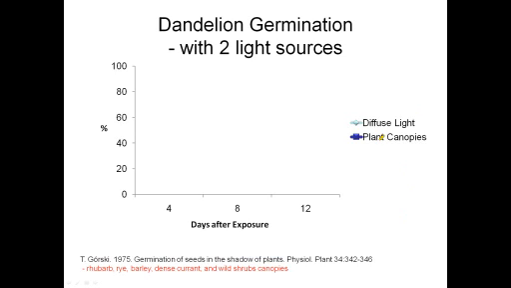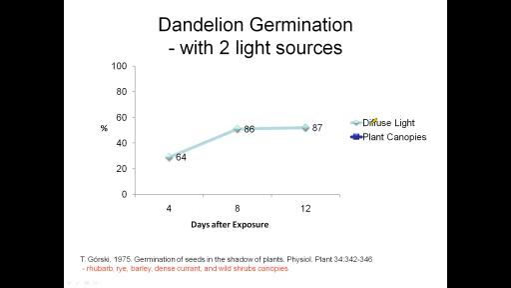This is dandelion, and we've got a similar experiment here. Plant canopies, these are actual plant canopies seen in red down here, rhubarb, rye, barley, dense currant, and wild shrubs. So they're actual canopies, and this shows how dandelion germinates under those canopies or in a diffuse indirect light source. So that's like light coming in a window but not direct sunlight.